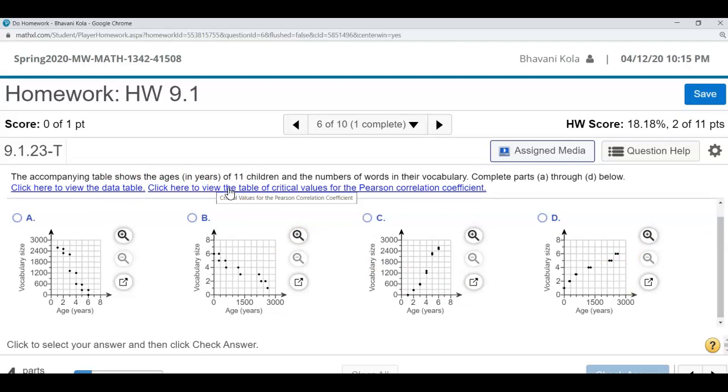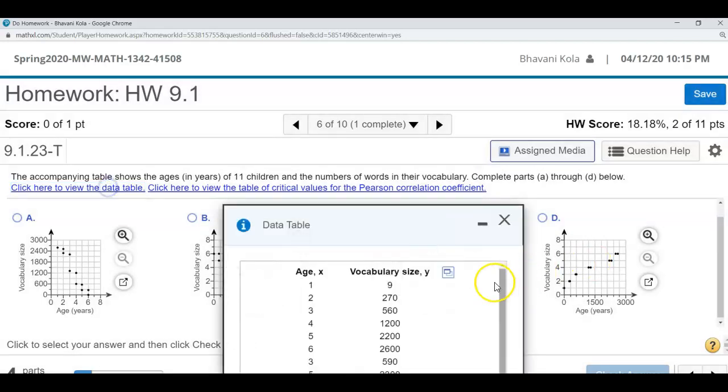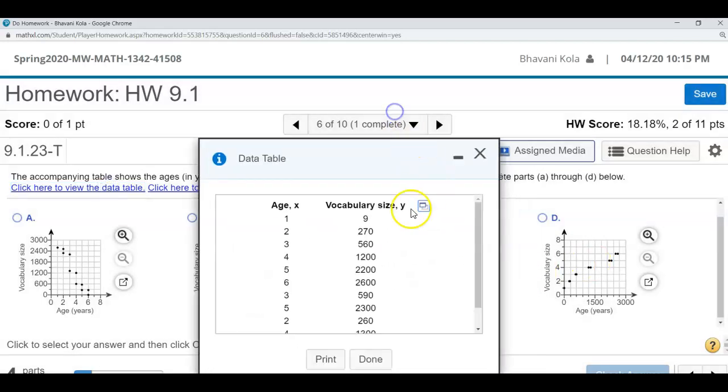By default, you know that as the age increases, the vocabulary increases too. So it's going to be going up, which is a positive correlation. But let's take a look. I'm clicking here for the table and the table pops up, and I see six different ages here. What I'm going to do is open this in StatCrunch.